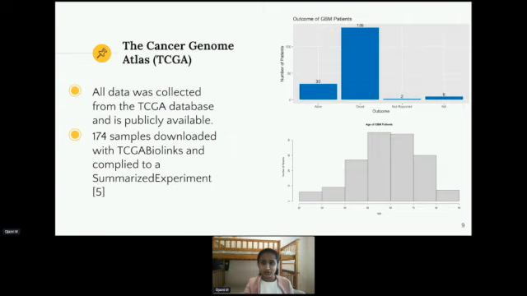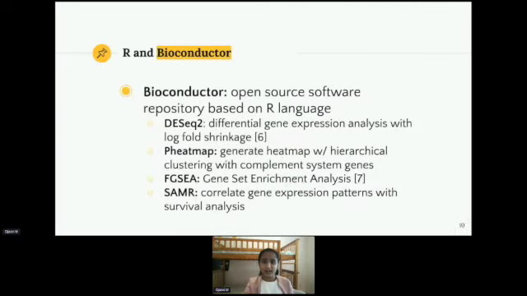RNA-seq data was collected from the TCGA database and compiled into a summarized experiment. To analyze this data, R, a statistical programming language, and Bioconductor packages were used in order to perform the analysis. Bioconductor, an open source repository, has many R packages dedicated towards analysis of genomics data. The packages used for this analysis are the DESeq2 package, which is used for differential gene expression analysis, the FeedBat package, the FGSEA package, and the SAMR package, which is used for outcome analysis.